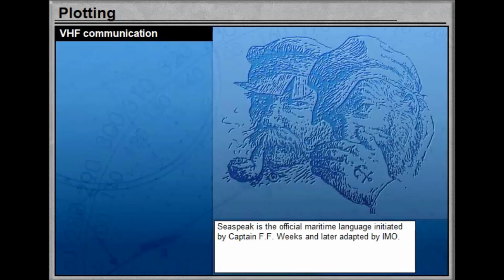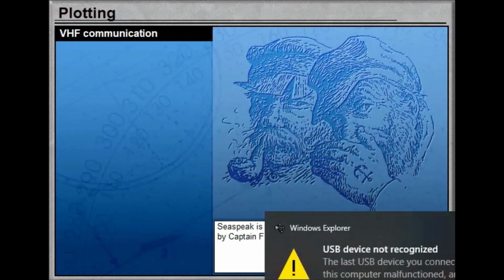Sea Speak is the official maritime language initiated by Captain F.F. Weeks and later adapted by IMO. More than 1,000 persons from 26 maritime nations participated in the development of Sea Speak. Sea Speak messages are formed entirely of words from the English language and consist of vocabulary of General English, words in general maritime use, and words in specialised maritime use.